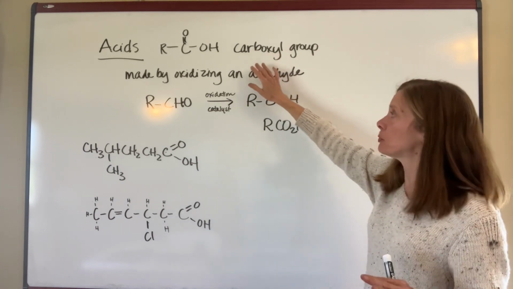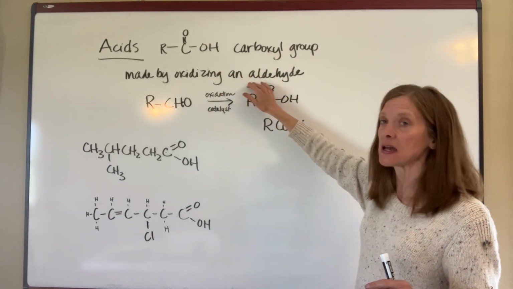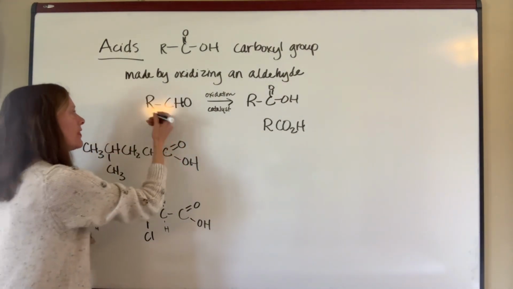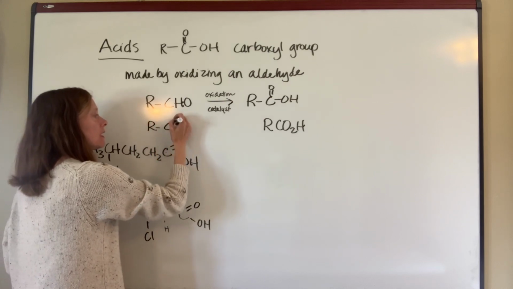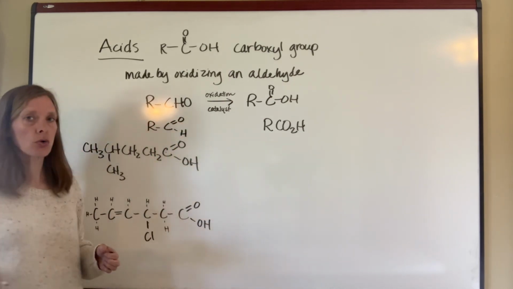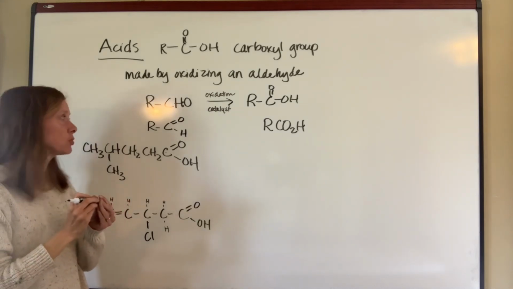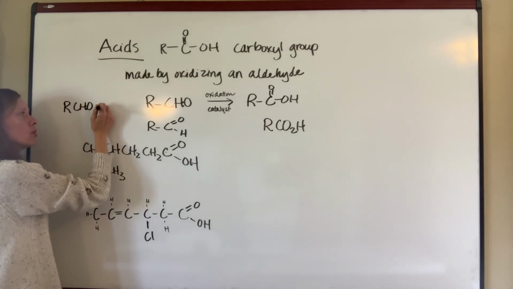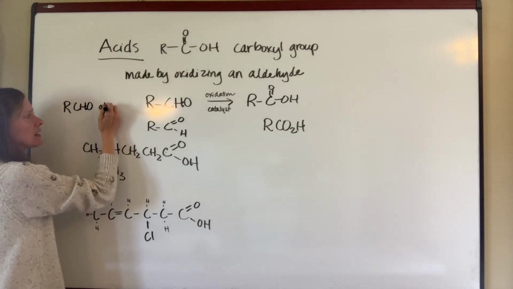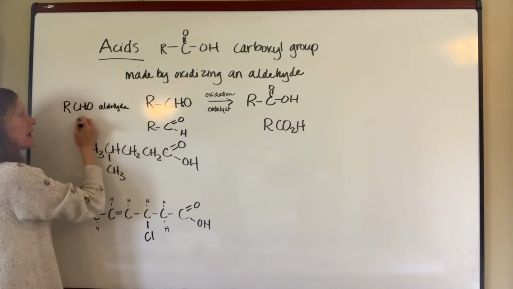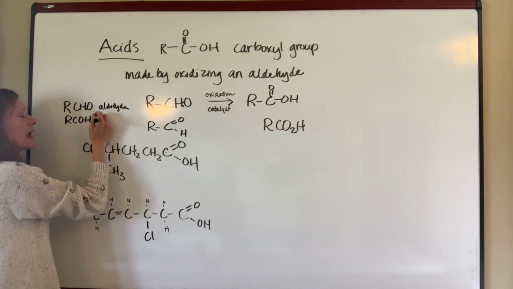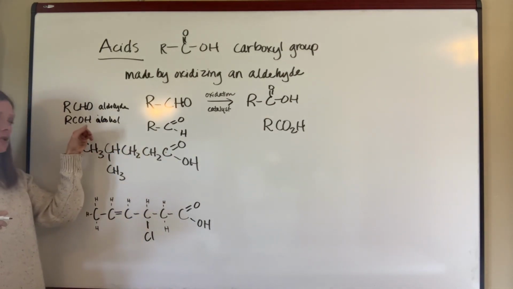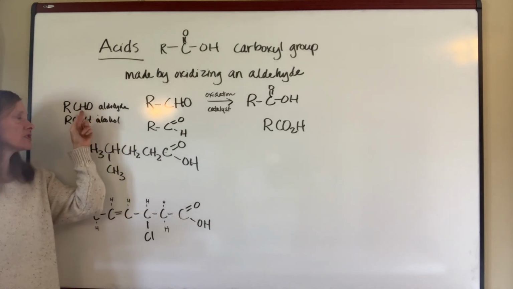A carboxyl group or an acid is made by oxidizing an aldehyde. Now, I have the aldehyde written this way. That is the same thing as this. So you want to make sure you notice the difference between how this is written. If you see it written as RCHO, that is an aldehyde. And if you see it written as COH, now that's going to be an alcohol. Okay, so it depends which order those are written in. If it's written as an OH, it's an alcohol. If it's written as an HO, it's an aldehyde.